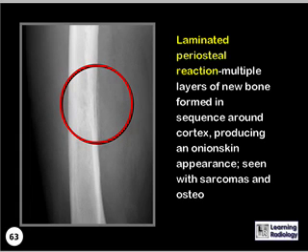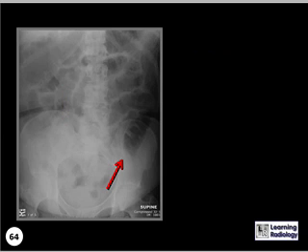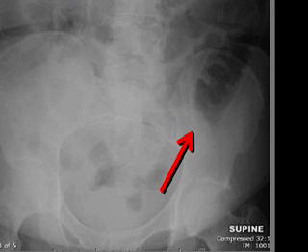This is laminated periosteal reaction, involving multiple layers of new bone formed in sequence around the cortex, producing an onion skin-like appearance, seen usually with sarcomas and in osteomyelitis. What sign is being pointed to here?